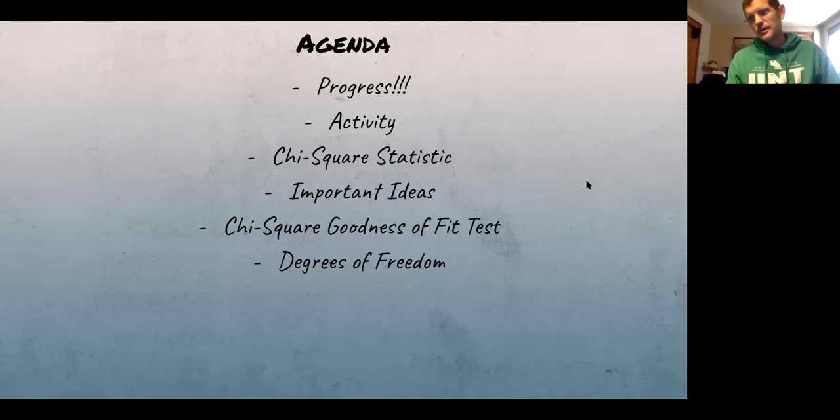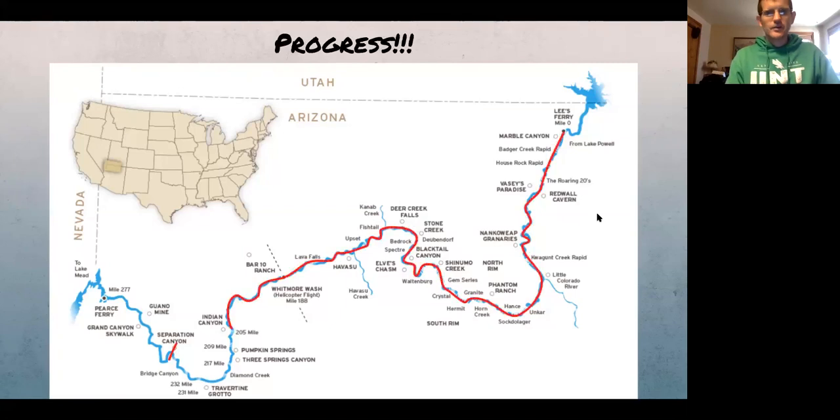Okay, let's see where our progress has taken us so far. Looks like we've made it all the way down to Indian Canyon. And that's as far as we're getting there at separation. And then it's just review for the last little float. Just remember that.